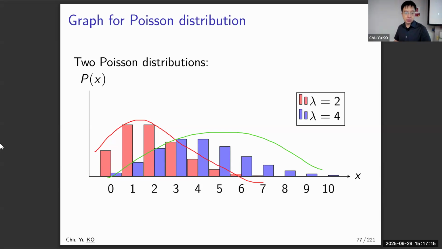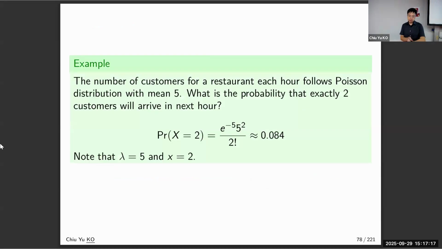Okay, let me quickly go to the example and then we'll break. Again, this example is what we have said: every hour, the people who come can be modeled as Poisson with mean 5. What does that mean? It means that every hour, on average, there are 5 people who come in, and the variance is also 5.